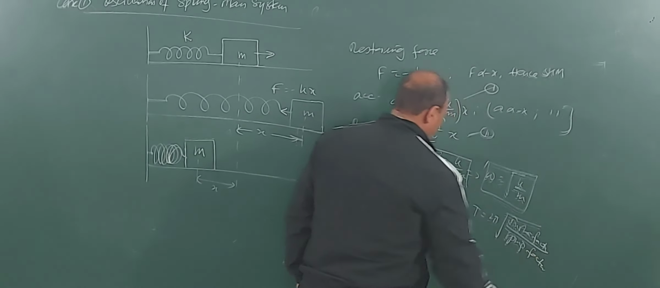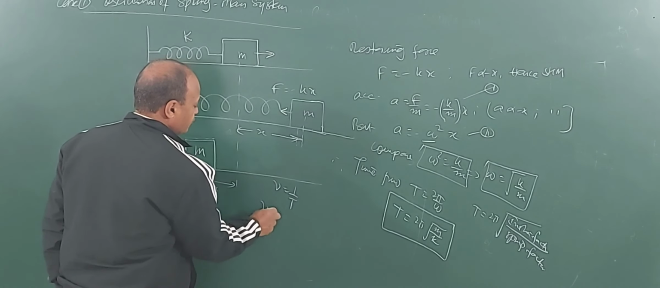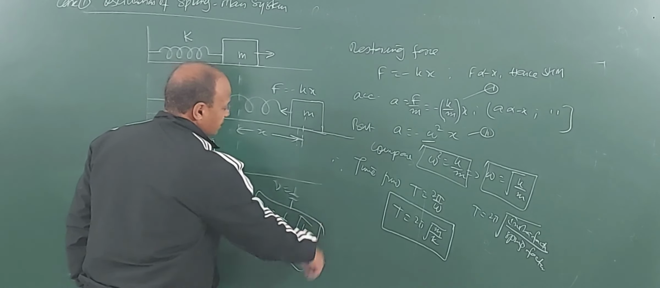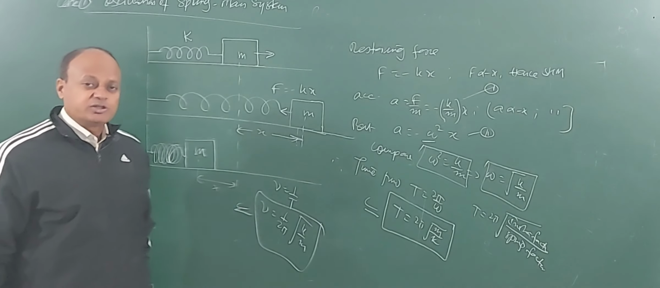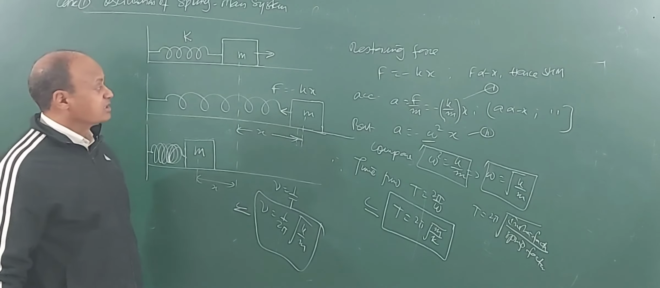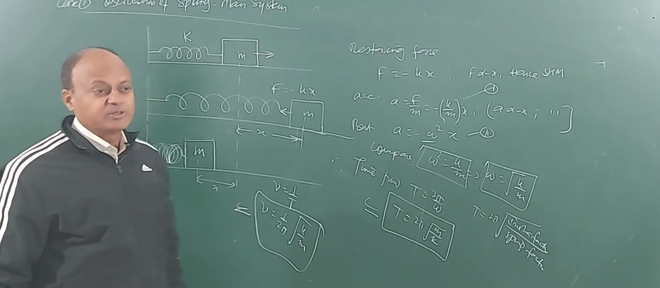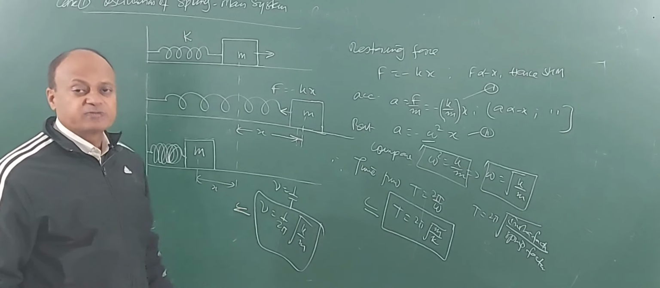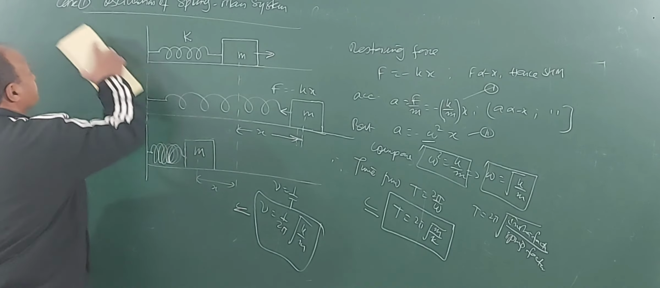And if I have to calculate the frequency, children, then frequency nu is 1 by the time period, so nu will be 1 by 2 pi root over k by m. So the time period is this and the frequency is this. So we saw oscillations of a simple mass kept on a frictionless surface attached to a spring. But you may have a situation in which you have two springs connected, or a multiple set of springs connected. So here you should remember some special cases if you are dealing with springs.